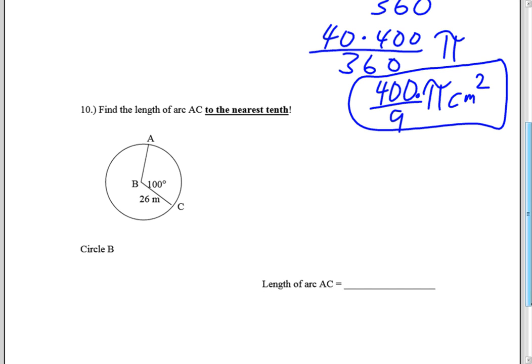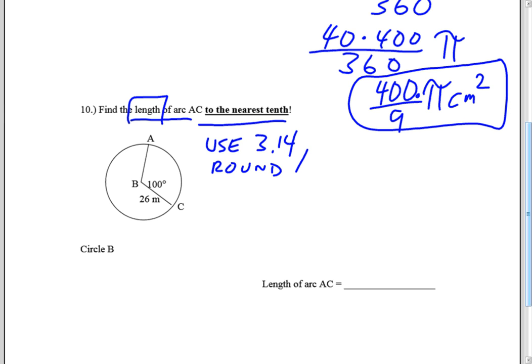Number 10. We're not using that phrase. We're using to the nearest tenth. That means use 3.14 and round. So everything we didn't do up there, now we're going to do. But we're being asked a different question. We're not being asked area of the piece. We're being asked the length of the arc from here to here.